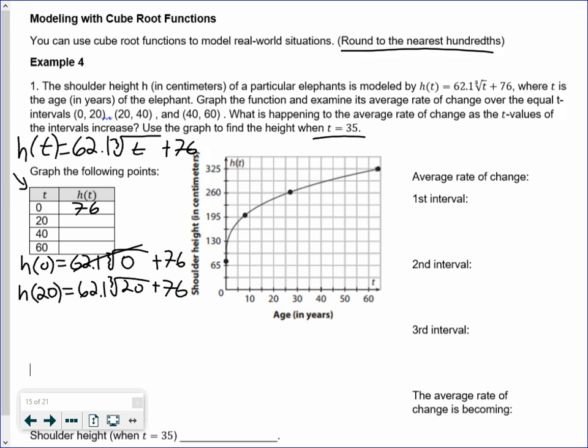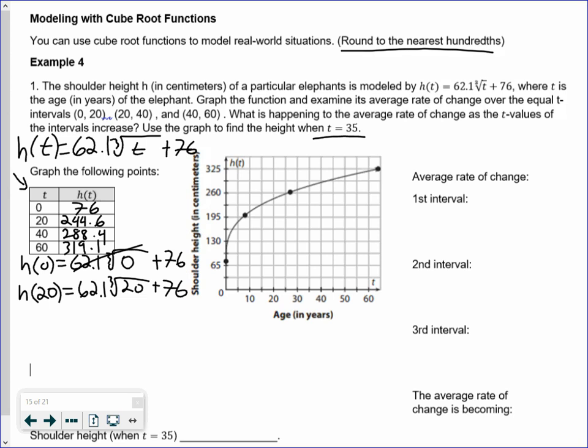Chances are you're going to mess up or not even know what you're doing, because this is going to be pretty hard to do on your own. So just put it into a calculator, and when you do, you're going to get 244.6. Once you get to these other uglier numbers, just put it into a calculator and solve it that way. Now for when t is 40, we're going to get 288.4. And when t is 60, h of t is 319.1.